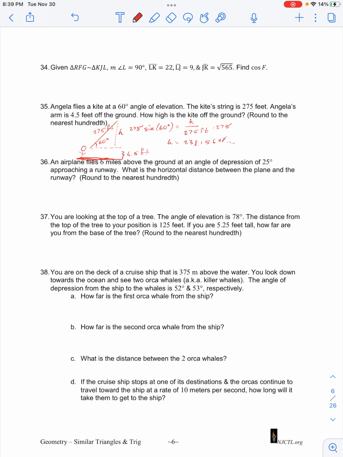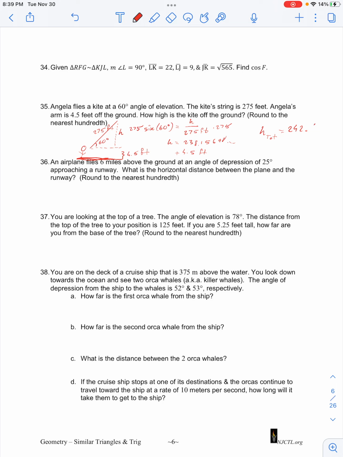And we continue that with decimals, and then we add 4.5 feet to this, with the additional height that her arm is above the ground. So this total height becomes 238 plus 4.5. So this will be 242.